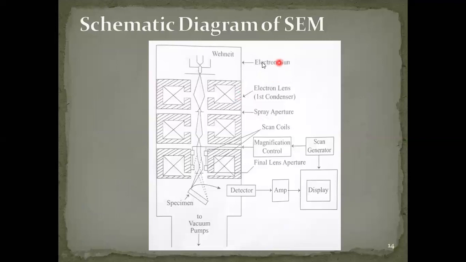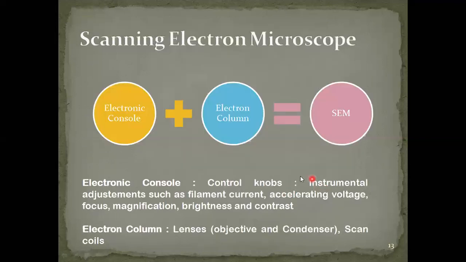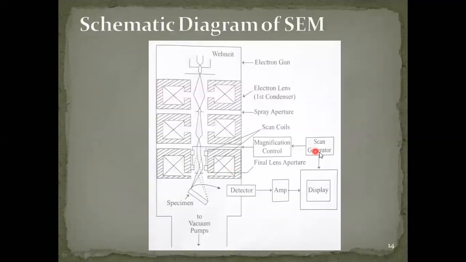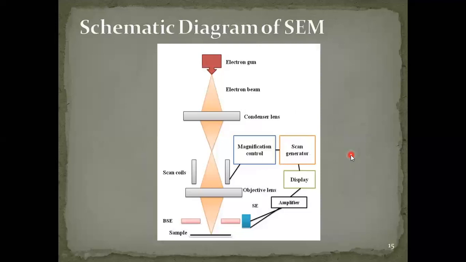See here, this is a schematic of the scanning electron microscope. The outer part, that is the magnification control, scan generator, display, and amp, meaning amplifier, and all this brightness and contrast, comes under the electronic console. This part is what we call the electron column, and this is the electronic console. Everything made together gives our SEM.